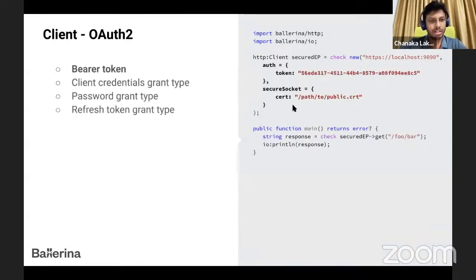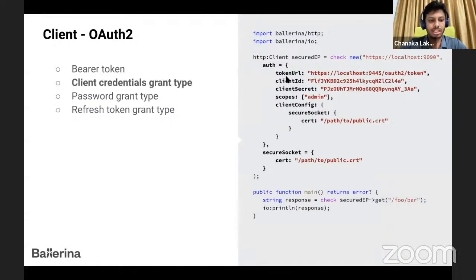And the final one, the client OAuth2. Here we have four options to configure. The first one is the bearer token method. This is 100% the same as the JWT bearer token method. The only difference is we can use an access token instead of a JWT token, but the token can be either JWT or opaque in OAuth2.